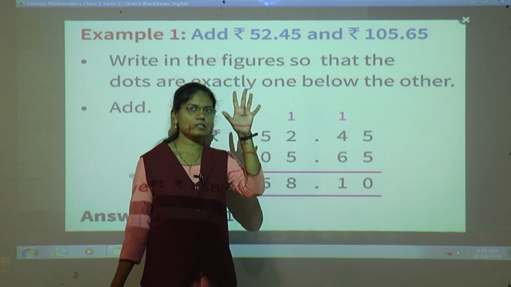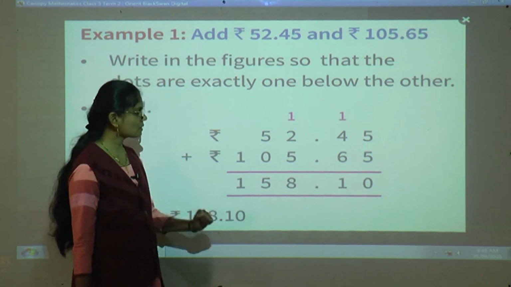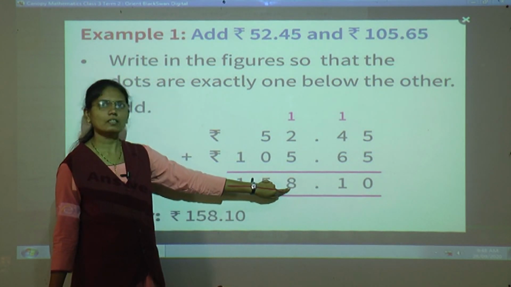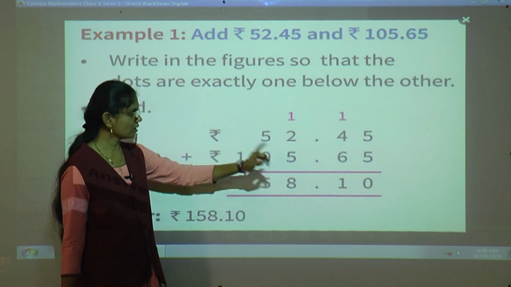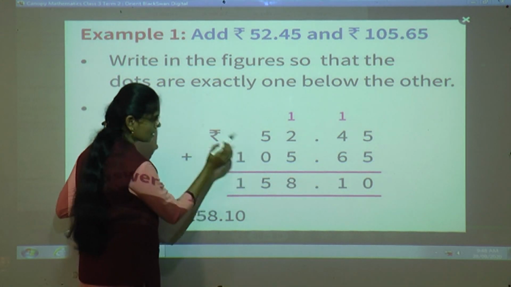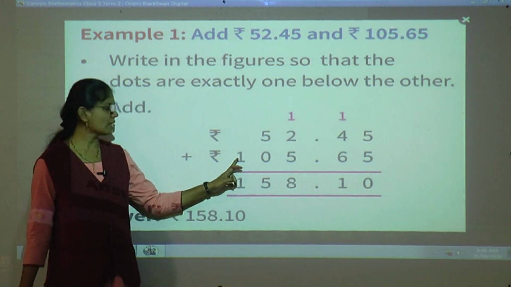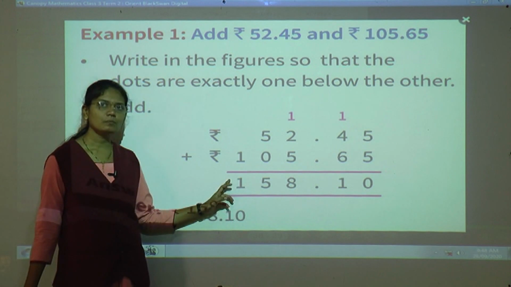Now after 3 you have to count your 5 fingers: 4, 5, 6, 7, 8. So 3 plus 5, 8. So we write 8 here. Next we move to the next place. Now here 5 is there, and here 0 is there. So 5 plus 0, 5, and here only 1 is there, so this 1 will remain as it is.